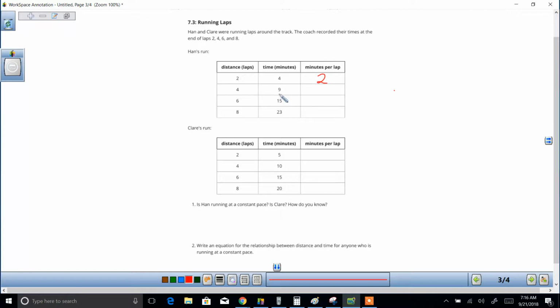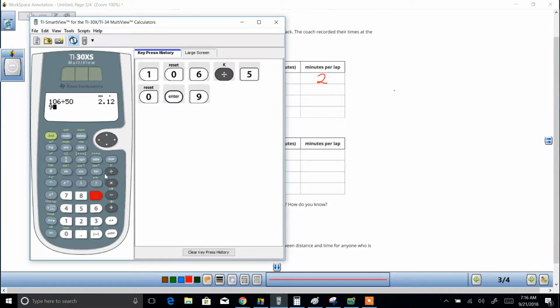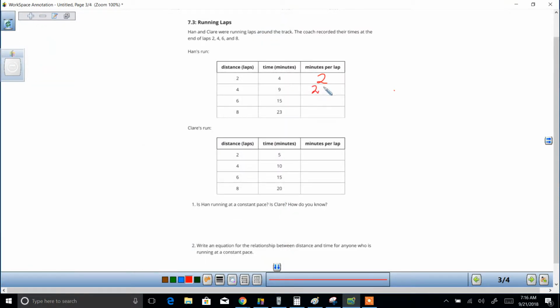And then minutes divided by laps here would be 9 divided by 4. Well, let's use the calculator for that one. That one doesn't come out very nice. So 9 divided by 4. And that gives us 2 1/4. So 2 1/4 minutes on that lap.